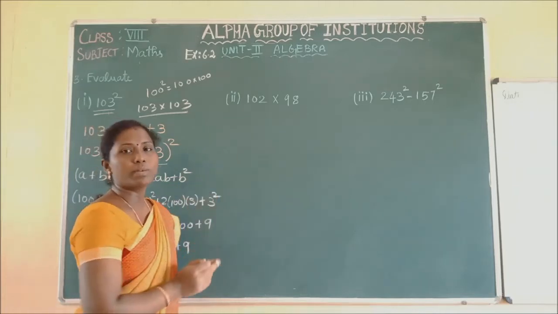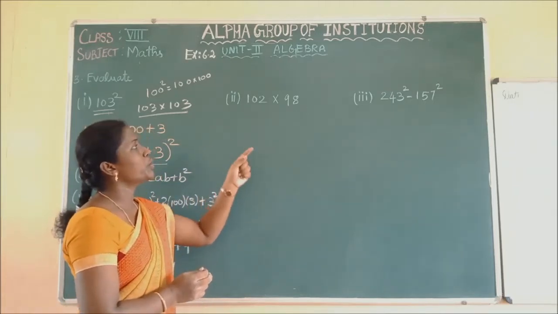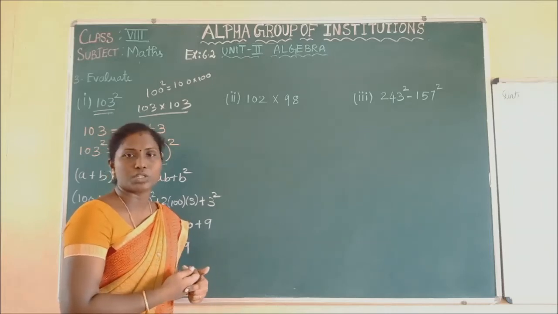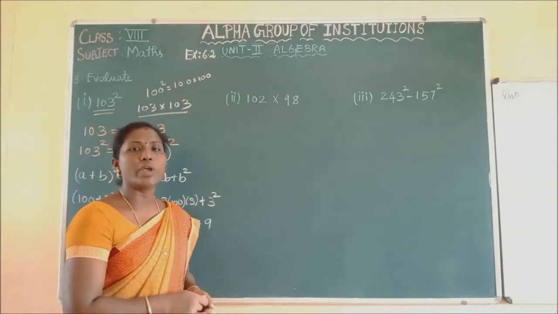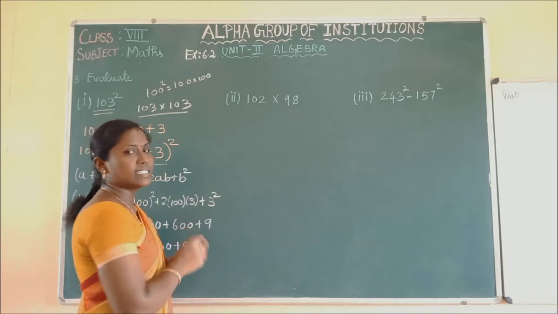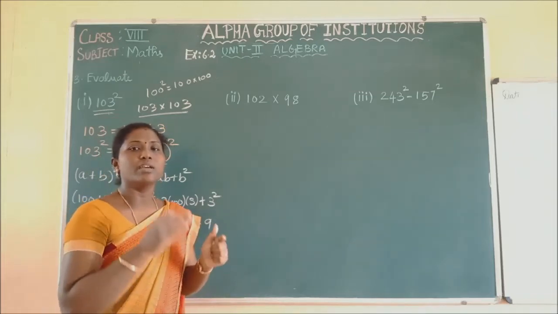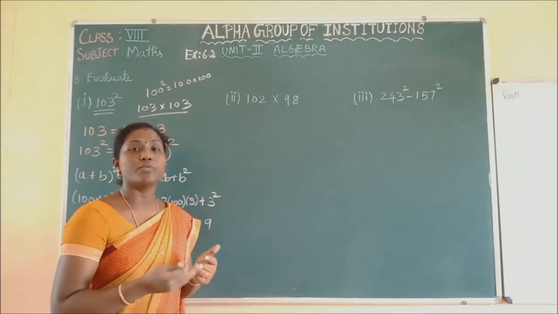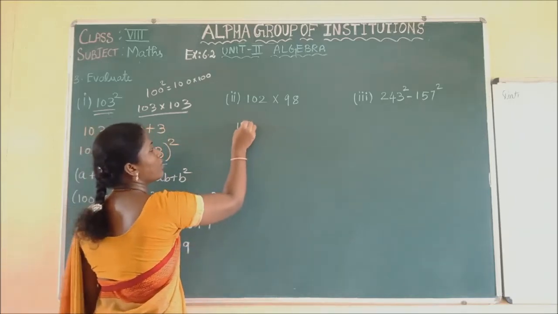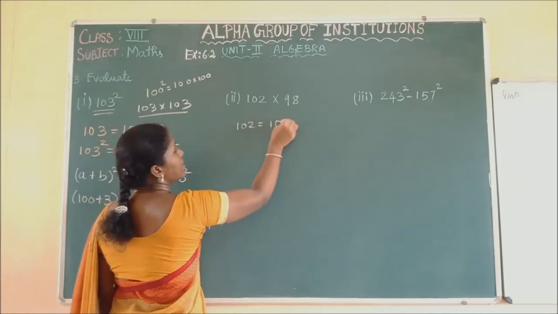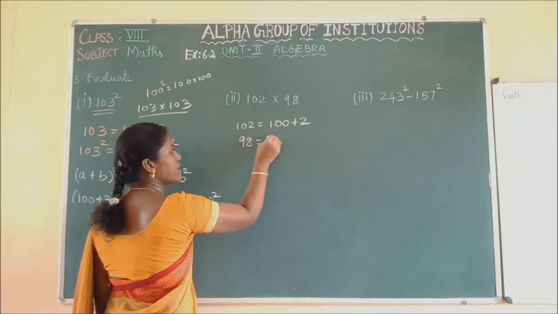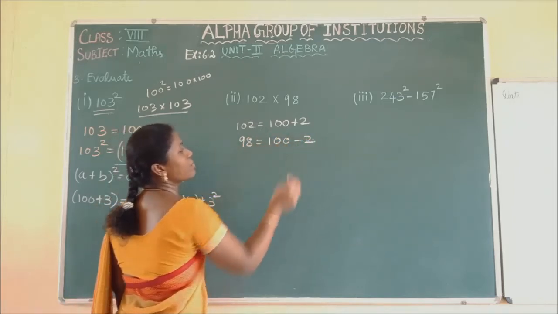It looks like a normal multiplication problem now: 102 into 98. We can multiply and find the answer also. But here, especially, we are going to use the identity and multiply. How to find it? Again, as I said before, by seeing the numbers, try to expand them in the form of an identity. For example, 102 can be expressed as 100 plus 2, and 98 is near 100, so it can be expressed as 100 minus 2.